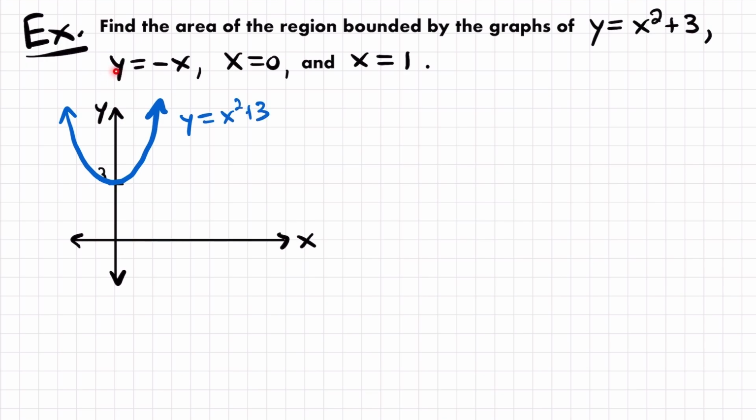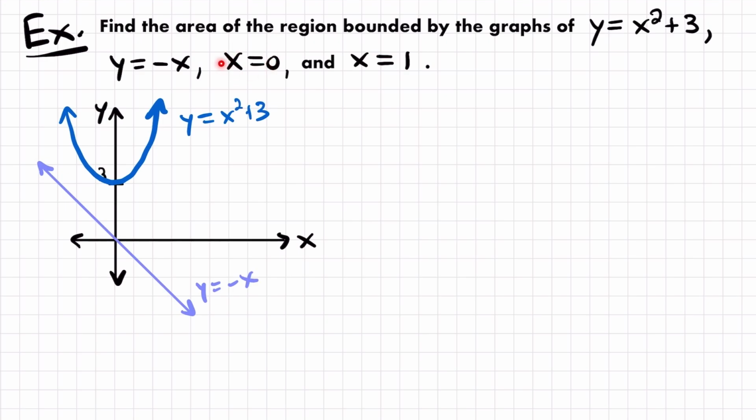And then let's graph y equals negative x. We know that y equals x is just a line with a slope of 1 that crosses through the origin, and so negative x would be the reflection of that line, or it would be a line crossing through the origin with a slope of negative 1. And so that line will look something like this. All right, so that is the line y equals negative x.